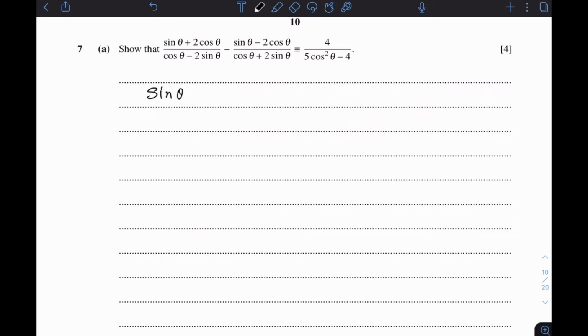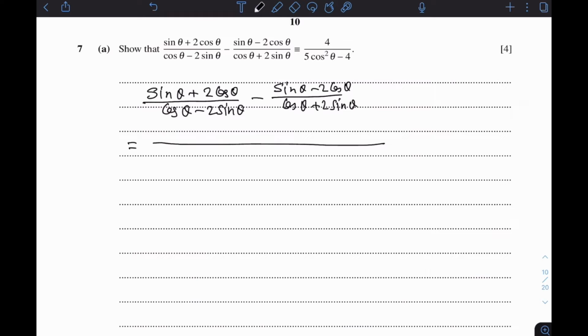First, let me copy this. (sin θ + 2 cos θ)/(cos θ − 2 sin θ) − (sin θ − 2 cos θ)/(cos θ + 2 sin θ). Now let us find out the LCM of the denominators and write it down. Both of the denominators will be here.